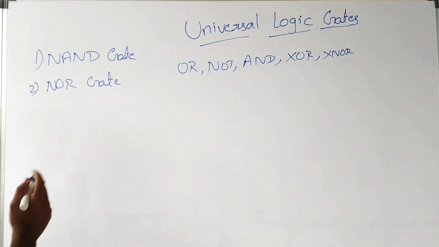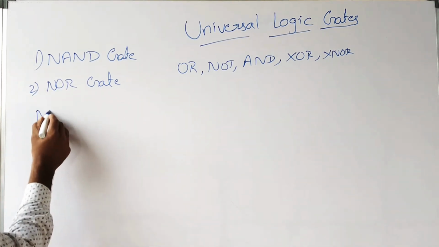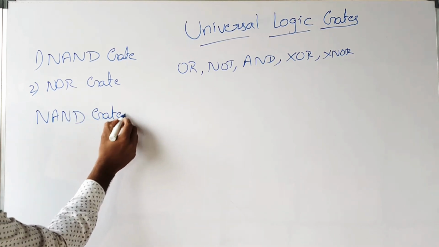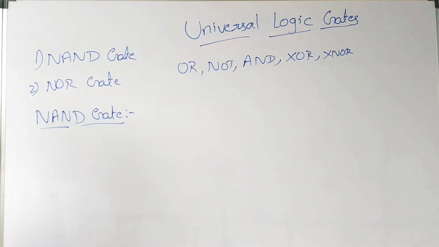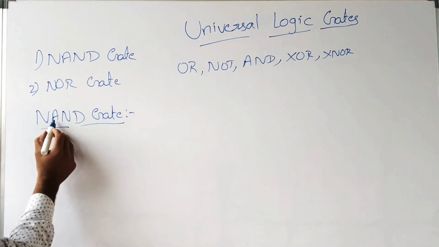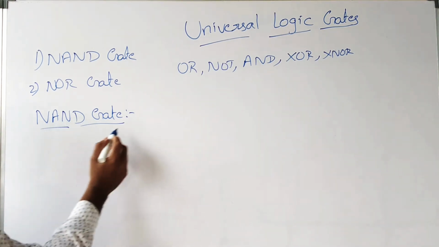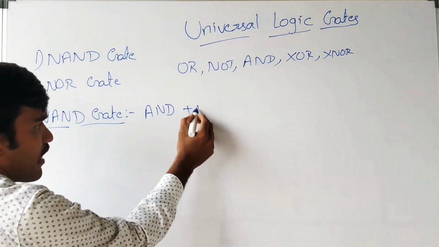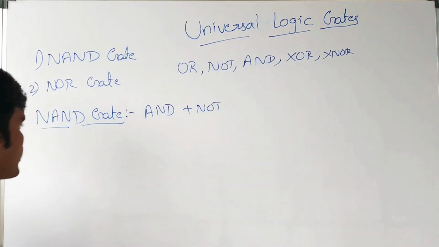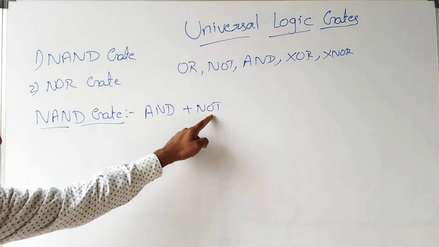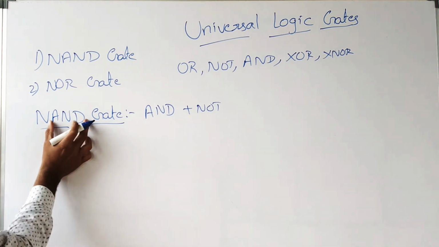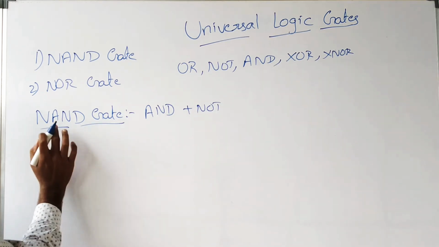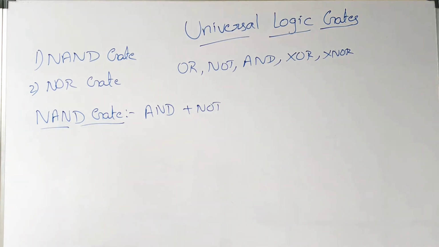Now look here. Now we are going to discuss the NAND gate. In general, this NAND gate is the combination of the AND gate and the NOT gate. Here AND is present and N is NOT. This is the NAND gate.